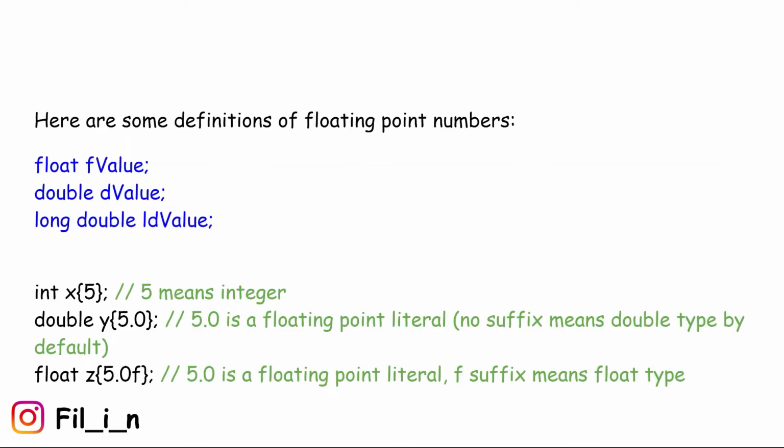Here are some definitions of floating point numbers. float value, double value, long double value. int x = 5. 5 means integer. double y = 5.0. 5.0 is a floating point literal. No suffix means double type by default. float z = 5.0f. 5.0 is a floating point literal. The f suffix means float type.